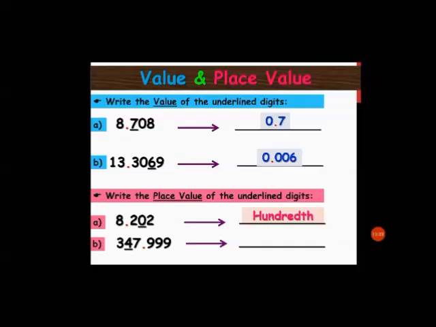Now the second number is 347.999. The underlined digit here is 4. First ask yourself whether this underlined digit is to the left of the decimal or to the right of the decimal, because if it's to the left of the decimal, I'm dealing with a whole number in which I have units, tens, and hundreds. The first, which is to the left of the decimal, is 7, it's the units. The 4 is in the second, so it's tens.